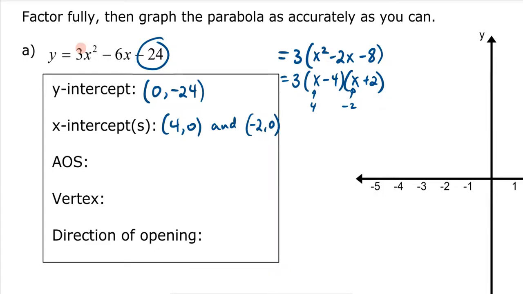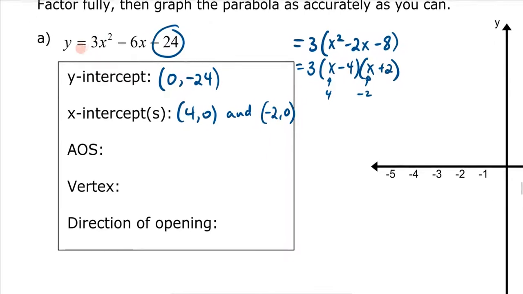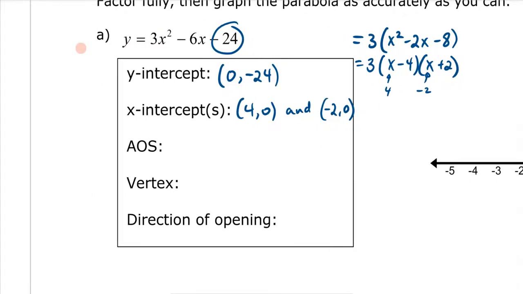My axis of symmetry. Okay, so remember it's the average of your x-intercepts. So it's going to be 4 plus negative 2 divided by 2, which is equal to 1. So my axis of symmetry is x equals 1.